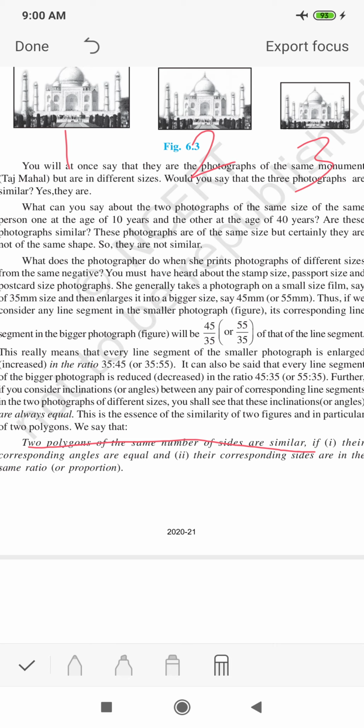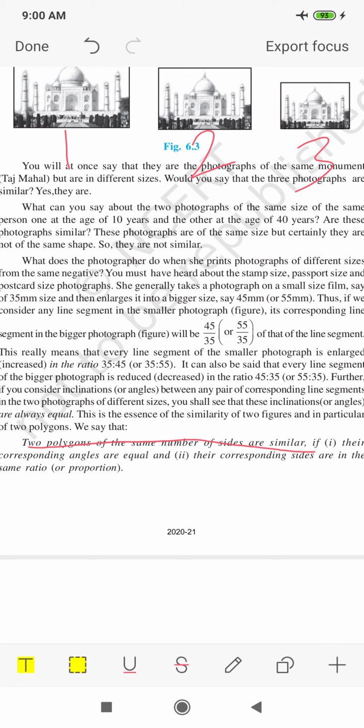Suppose the first figure has a side of 2 centimeters and the second figure has a side of 6 centimeters. Can we say that the second figure's side is triple the first one? 6 is triple 2. So their ratio is 1 by 3, 2 upon 6, 1 by 3. This ratio should continue with all other sides.